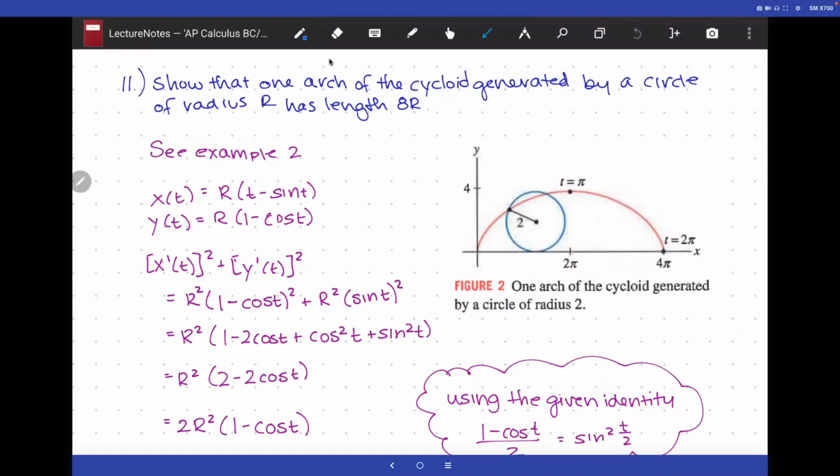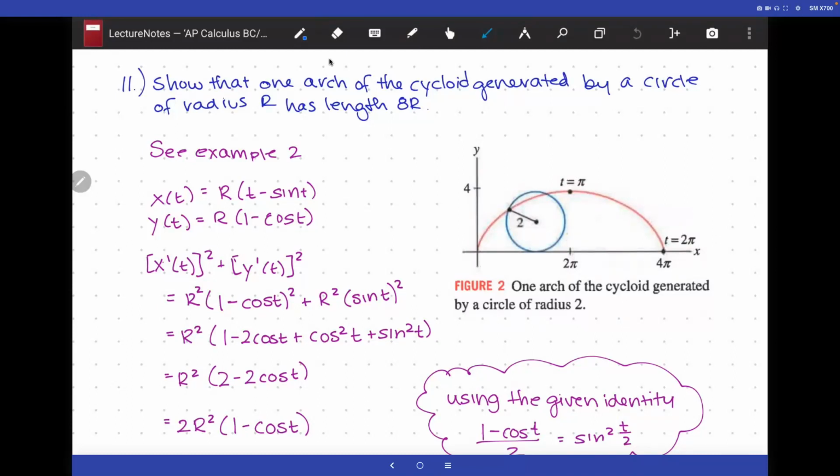A cycloid is kind of like the epicycloid that we looked at, but the epicycloid is a circle going around another circle. This is a circle just rolling on a straight line. If you follow the path of one point on the circle, it's going to do a bunch of arches. To complete one arch, it's one rotation of the circle.